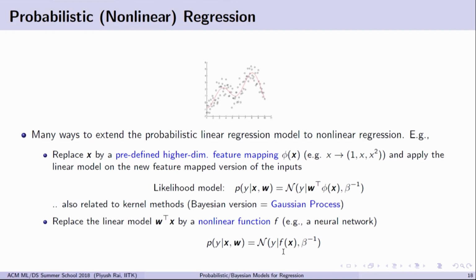So the basic idea is that if you're doing probabilistic nonlinear regression, all you have to play with is the mean, the way you model the mean.